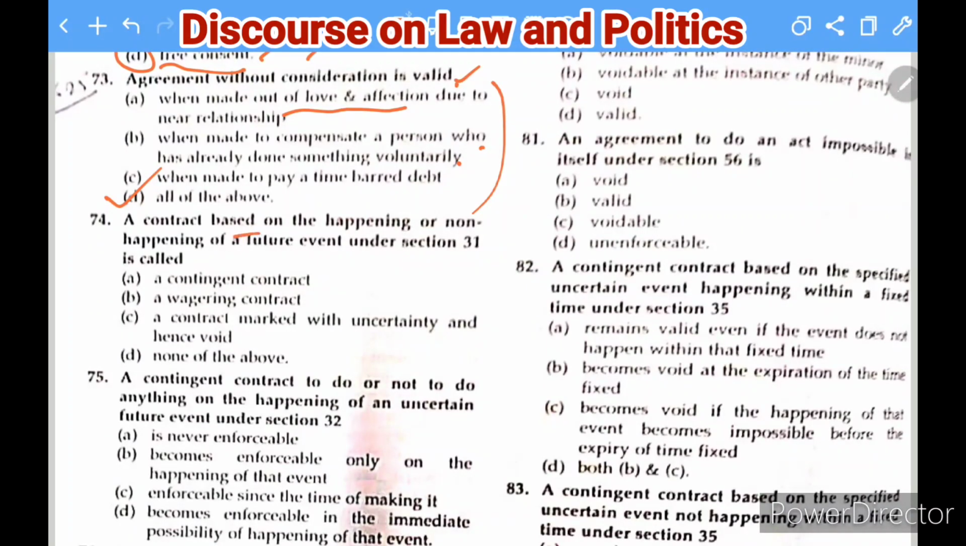A contract based on the happening or non-happening of a future event under section 31 is called. So when you make a contract on doing or not doing something about a future event, which kind of contract would it be: contingent contract, wagering contract, a contract marked with uncertainty and hence void, or none of the above. My dear friends, just give your answer here. You all know the answer. I'm waiting for your response and giving you a few seconds. Yes, the answer is contingent contract.